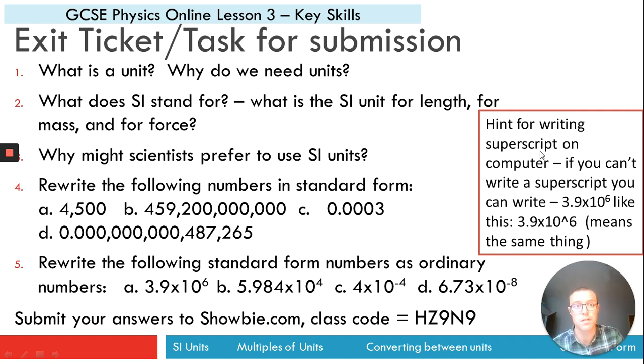Just as a final hint, if you are typing your answers on a word processor, I think the word processing on Shobi is not incredible, so it may not allow you to write a superscript. What do I mean by a superscript? If we've got 3.9 times 10 to the power 6, 10 raised to the power 6, you can see the 6 is small and raised above the 10. We call that a superscript. Sometimes it'll be difficult to write on a computer. You can write it in a different way, which means exactly the same thing. You can write 3.9 times 10, this little hat symbol, 6. That means the same thing. So you may like to use that for your answers.